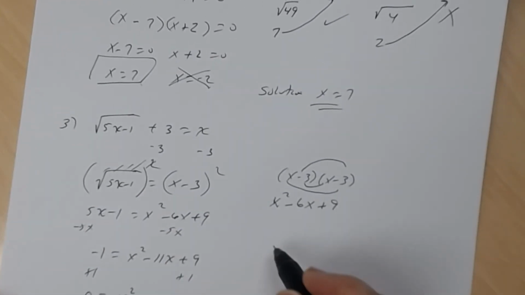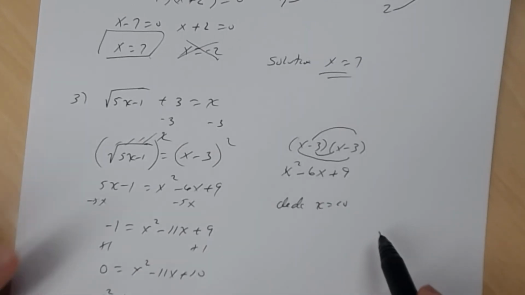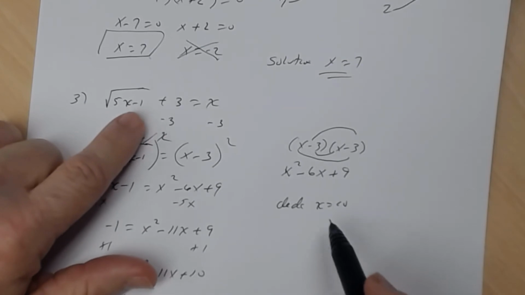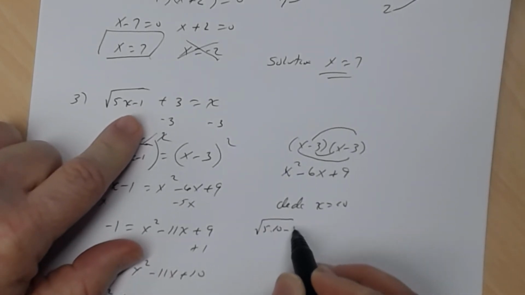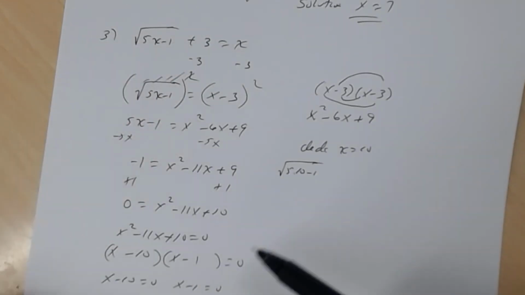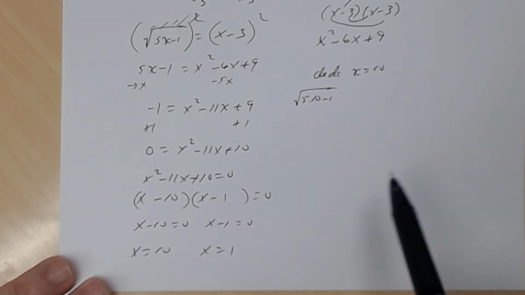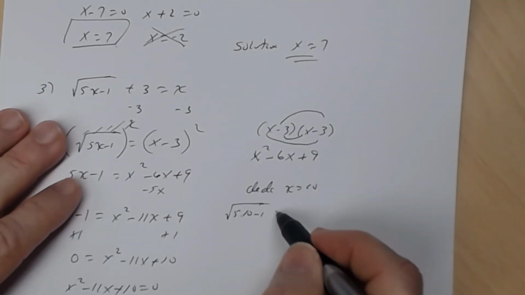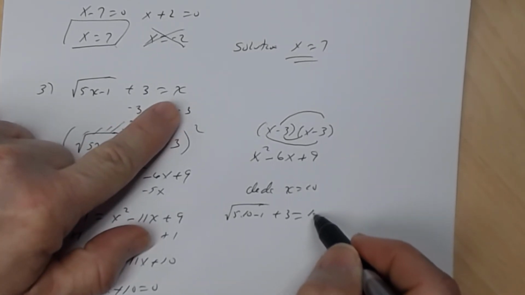So let's check this. So let's check x equal 10. So you go back to the original problem where we see the variable x, you substitute 10. So I get the square root of 5 times 10 minus 1. So here's an example where you don't see any negatives. So both of these could work, both of these could not work, one of these may work. Plus 3 equal x, which is 10.